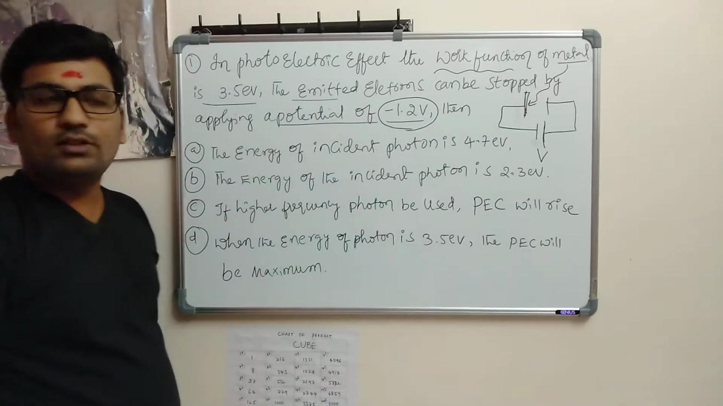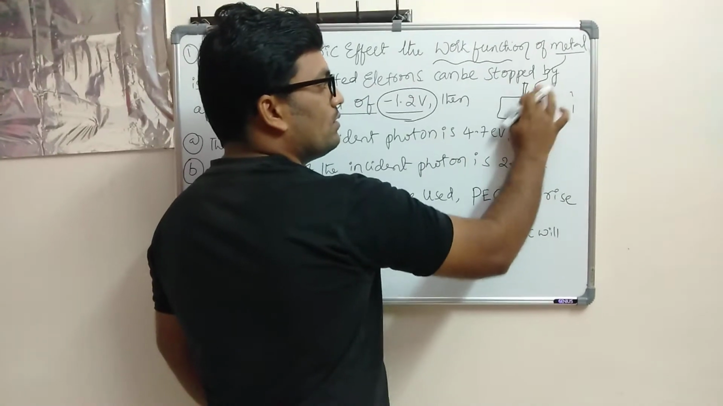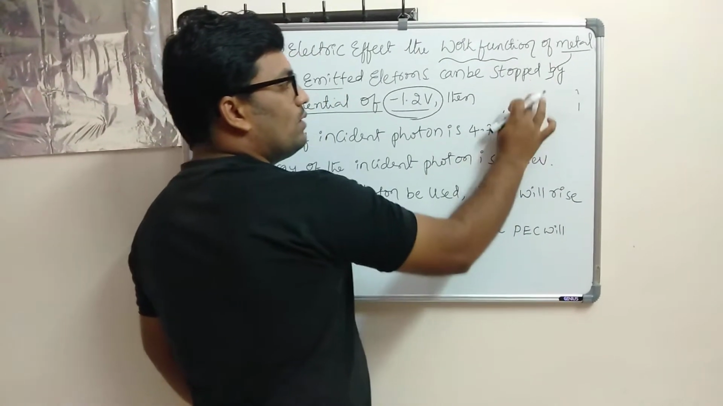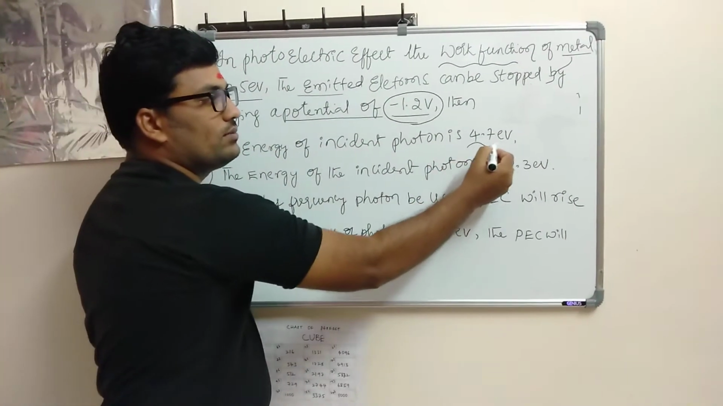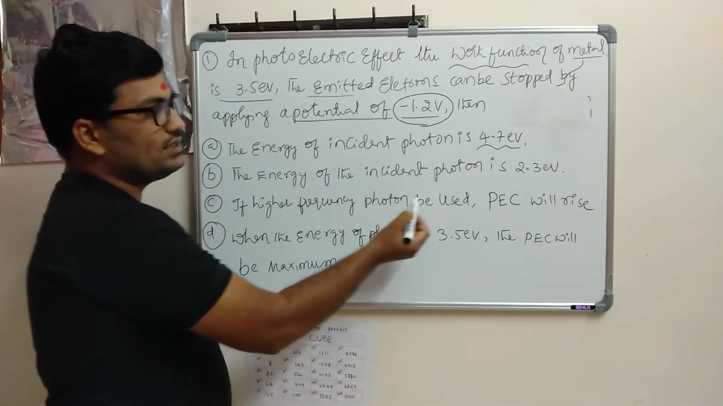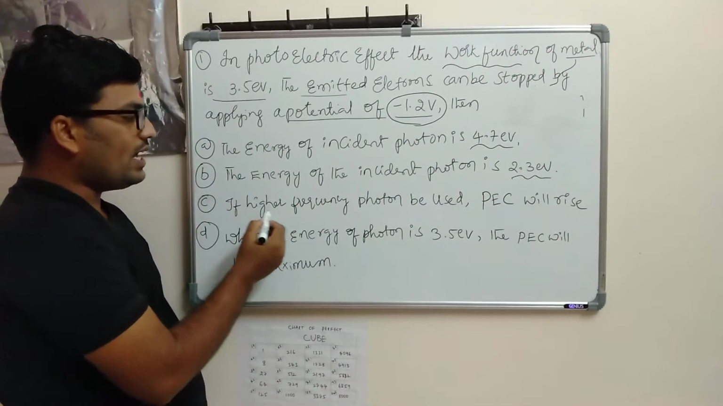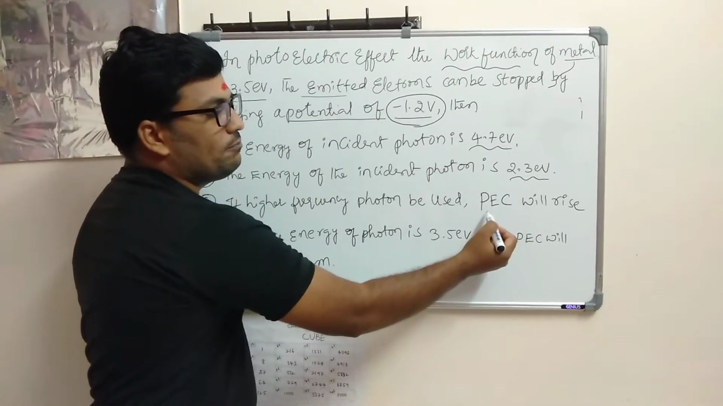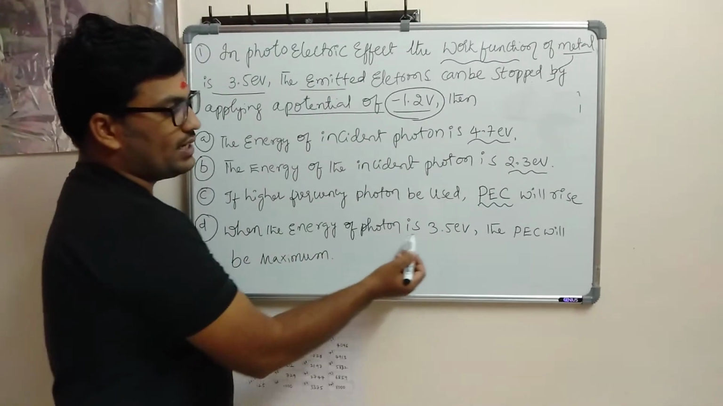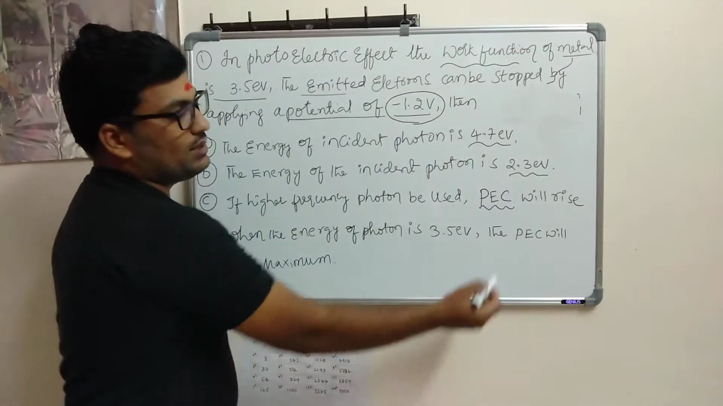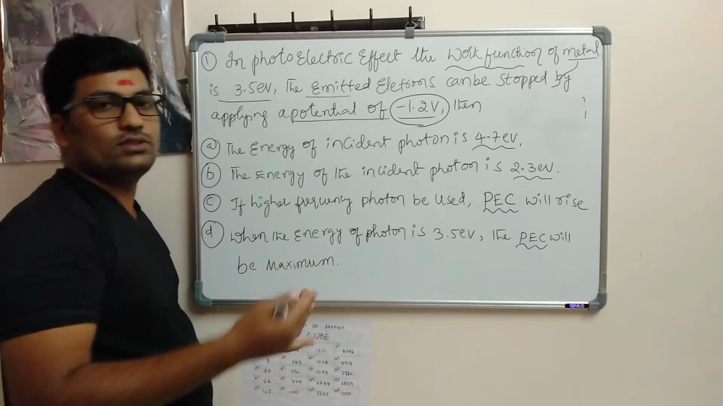Okay, so first of all, in the options you need to see a few things. What are the options we have? The energy of the incident photon is 4.7 electron volt. Second option: the energy of the incident photon is 2.3 electron volt. Third: if a higher frequency photon is used, PEC, meaning photoelectric current, will rise. Next: when the energy of the photon is 3.5 electron volt, the PEC, meaning photoelectric current, will be maximum. So here clearly a few things you can remove.